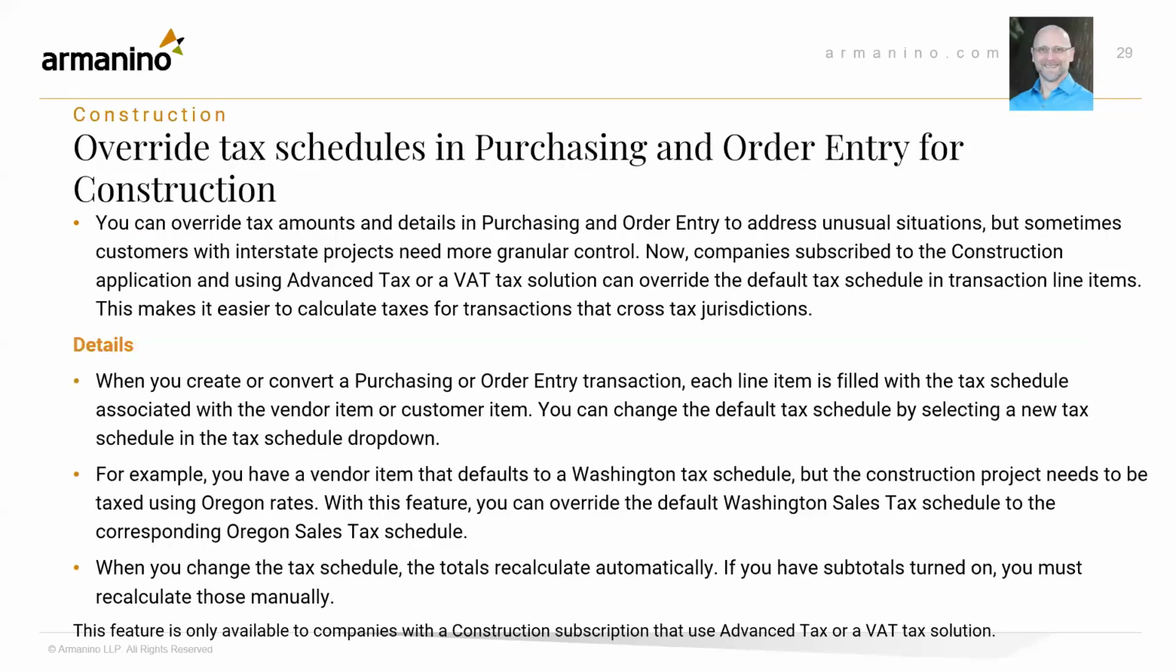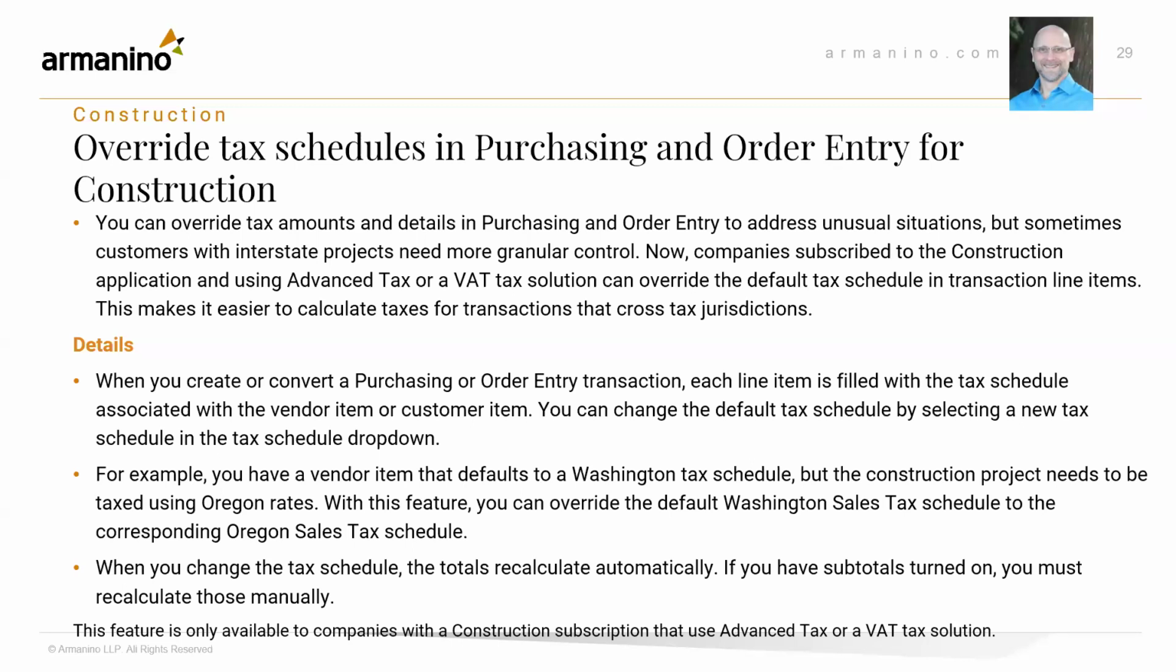Override tax schedules in purchasing and order entry for construction. You can override tax amounts and details on purchasing and order entry to address unusual situations, but sometimes customers with interstate projects need more granular control. Now, companies subscribed to the construction application and using advanced tax or a VAT tax solution can override the default tax schedule on transaction line items. This makes it easier to calculate taxes for transactions that cross tax jurisdictions.